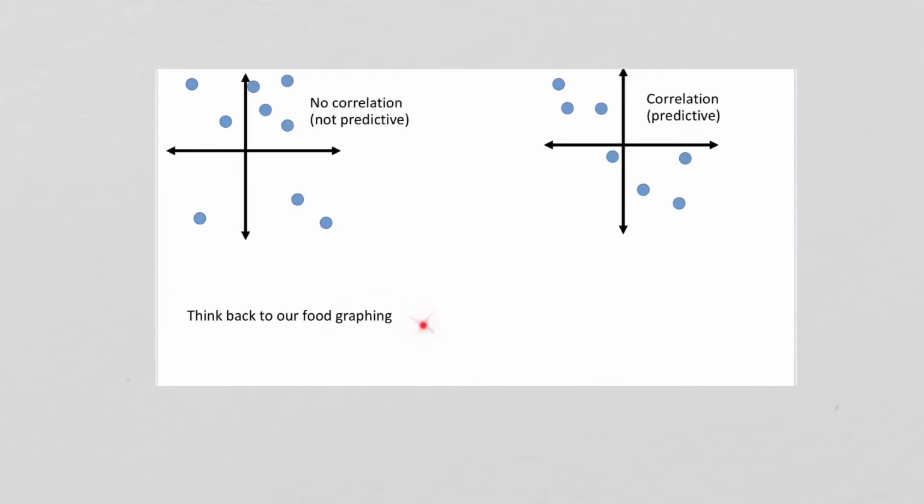So think back to your food graphing that you did on the Desmos activity and how you tried to find a way to graph your food in a way that would show a correlative relationship.